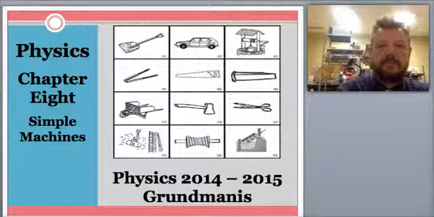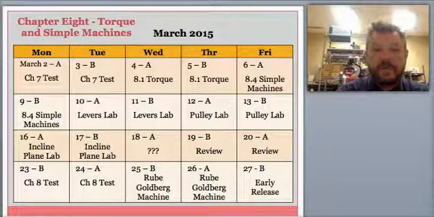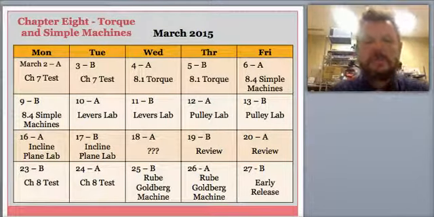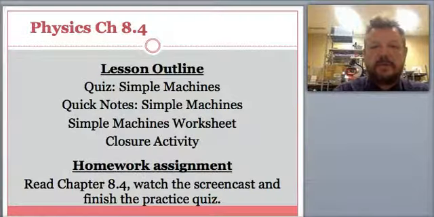Chapter 8, Simple Machines. This is a schedule for the rest of the semester, or the rest of the chapter, as well as the rest of this month. I want you to notice that we will be doing the Rube Goldberg machine presentations on the 25th and 26th.